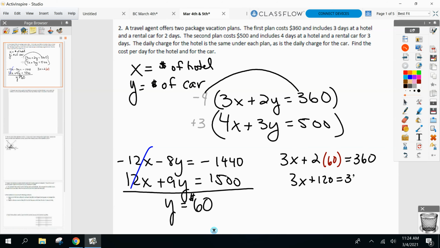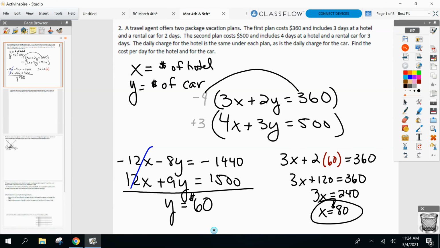Let's see if I can get this one. 3x equals 240. So it's going to cost us $80 a night for the hotel. Wow, whew, that took longer than I thought it was going to be.